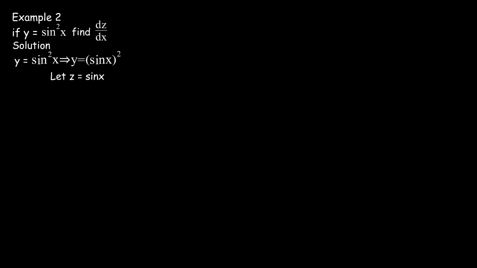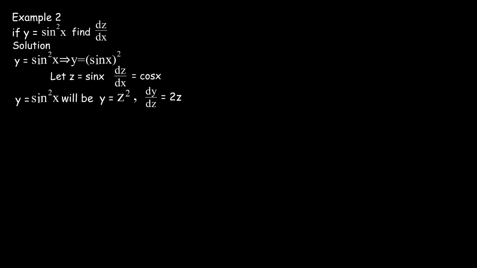Our second example states that if y equals sine square s, find dy/ds. Y equals sine square s is the same as y equals (sine s) all squared. At this point we are going to make sine s equal to z, saying let z equal sine s, then dz/ds will be equal to cos s, because the derivative of sine s is cos s, and y equals sine square s will be equal to z square. Then dy/dz will be equal to 2z.